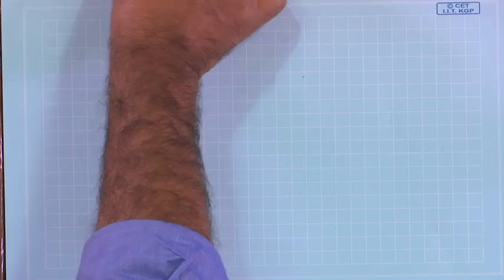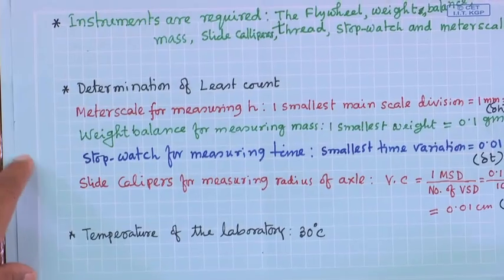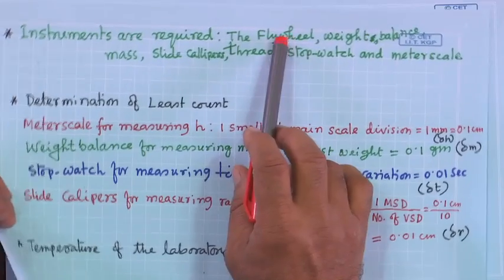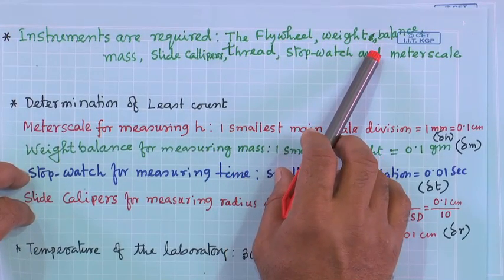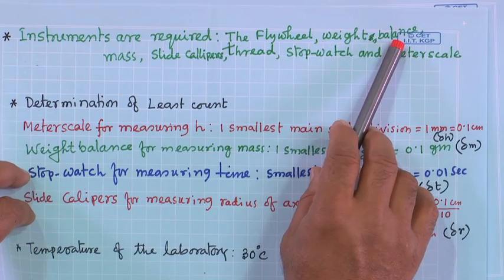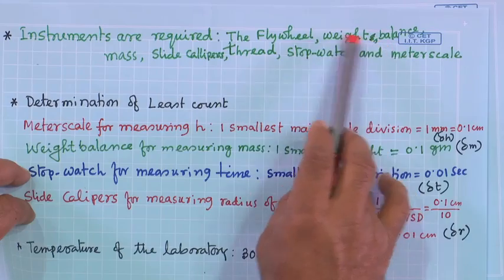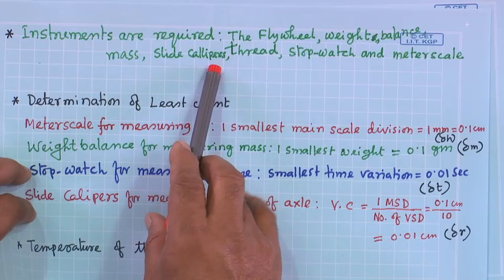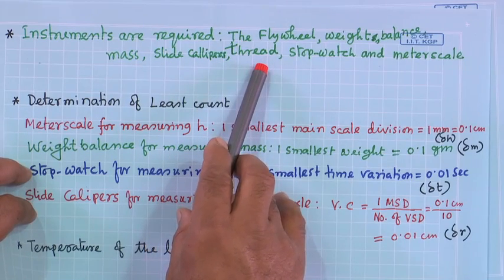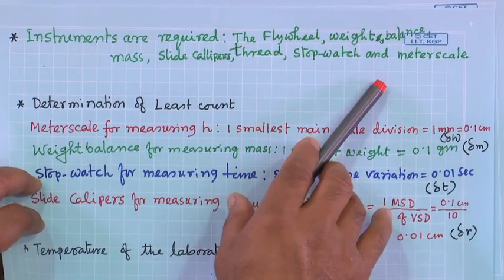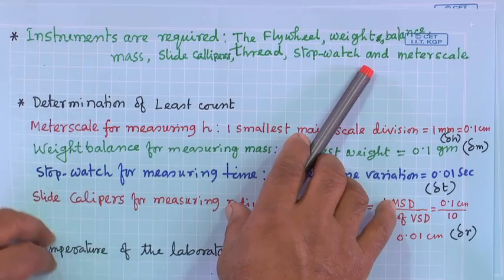For this experiment, what instruments are required? Basically this flywheel, which we have seen, and then weight or mass, then a balance to measure the mass. Here we have written weight balance, but simply a balance. Then we need slide calipers, thread, stopwatch and meter scale. These are the instruments we require for this experiment.